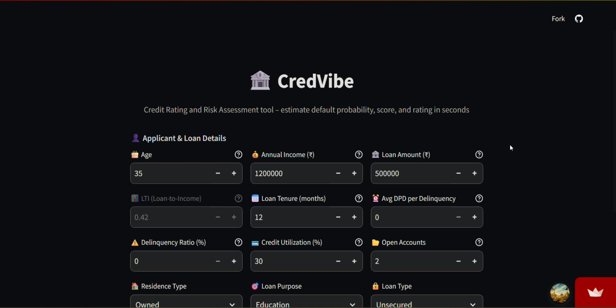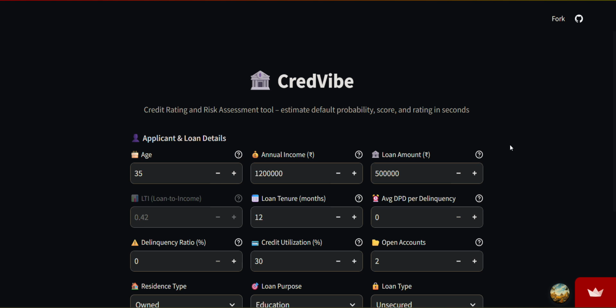Today I'm going to be talking about a machine learning project that I built. This project is called CredVibe. It is a credit risk assessment system that helps predict default probability and assigns CIBIL-like credit scores from 300 to 900 and classifies the applicant into specific risk tiers for faster loan decision support.